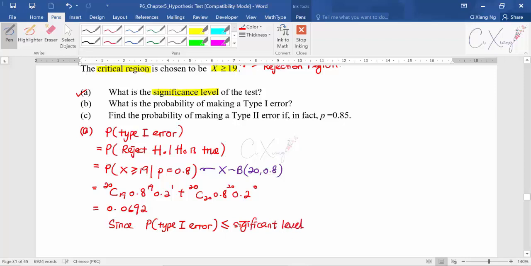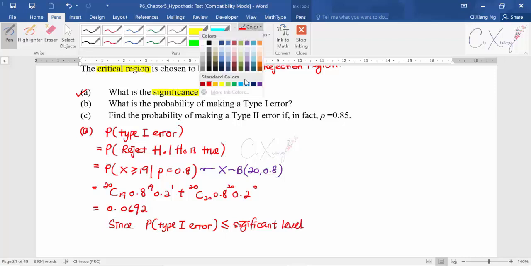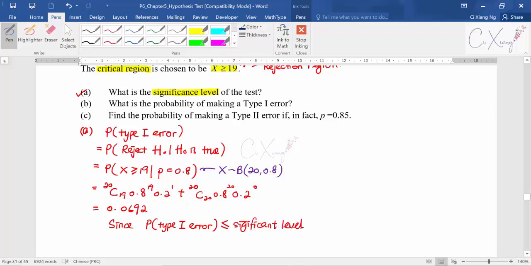This is a theory, a fact that we learned just now when we started this video. So now your type 1 error is what you calculated just now, which is 0.0692. It should be smaller or equal to the significance level. That means the significance level should be more than or equal to 0.0692, right? So when you write out the result, you can write it like this.